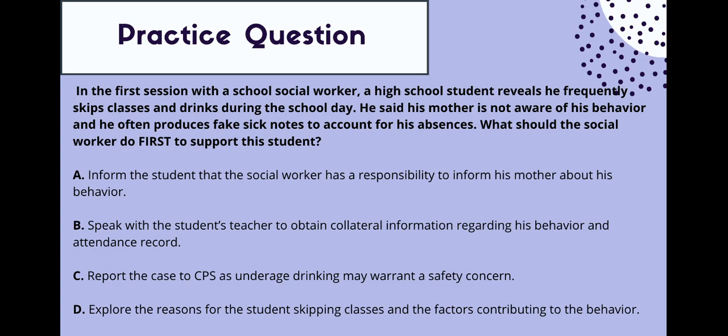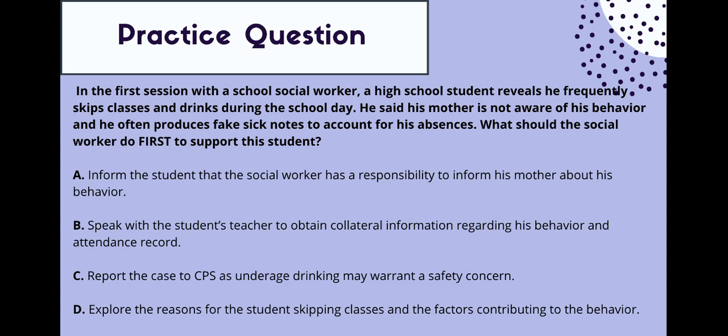Do we speak with the student's teacher to obtain collateral information regarding his behavior and attendance record, or do we explore the reasons for the student skipping classes and the factors contributing to his behavior? Think of confidentiality. We are not going to go directly to the teacher without permission from the student to ask more information, right? The student might not want that information shared with teachers. You should only share with teachers what the student feels comfortable with, because that would be a breach of confidentiality. I work in a school and a lot of teachers want details sometimes. I can only tell them if parents have agreed to share that information with them directly.